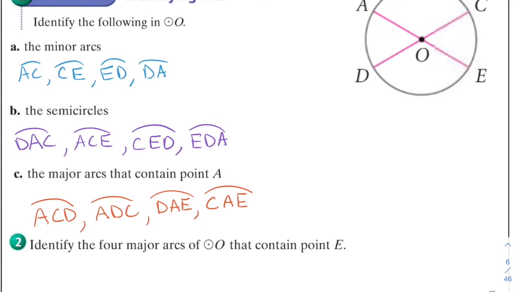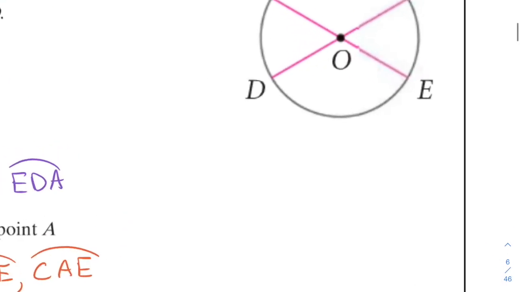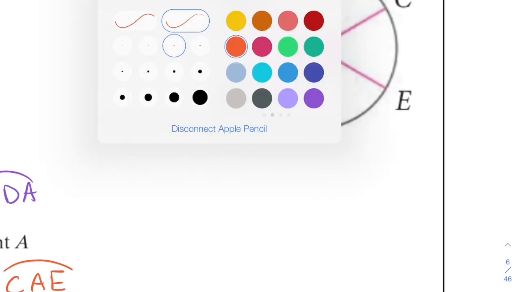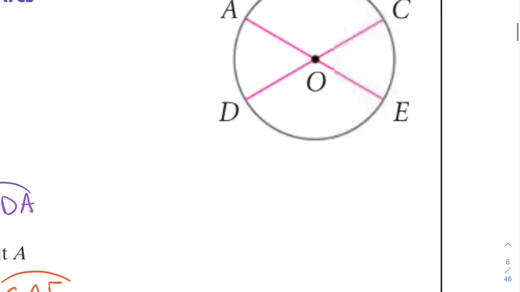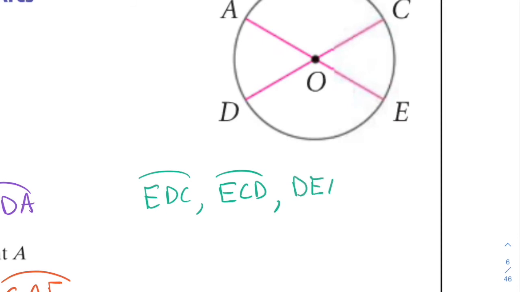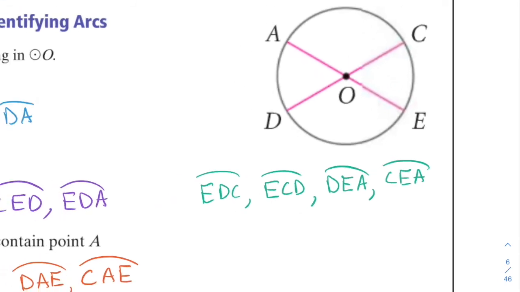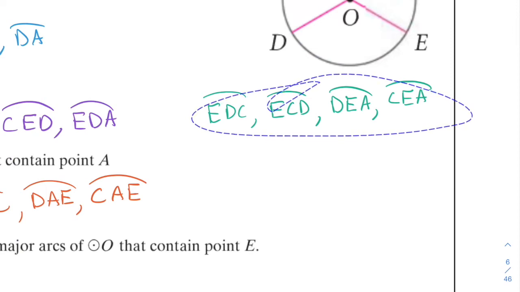So the four major arcs that contain point E, again, these are going to be kind of the same style that we did before. We'll do arc EDC, arc ECD, and then arc DEA, and arc CDEA and CEA. I think those could be it. All right.